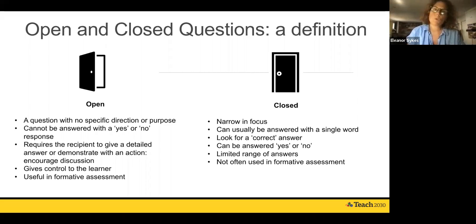They tend to be more narrow in focus. They can usually be answered with a single word. Is it sunny today? Yes. What's your favorite food? Apples. They have an eye for what is perceived as a correct answer. They can often be answered yes or no, a limited range of answers, and they're not often used in formative assessment.